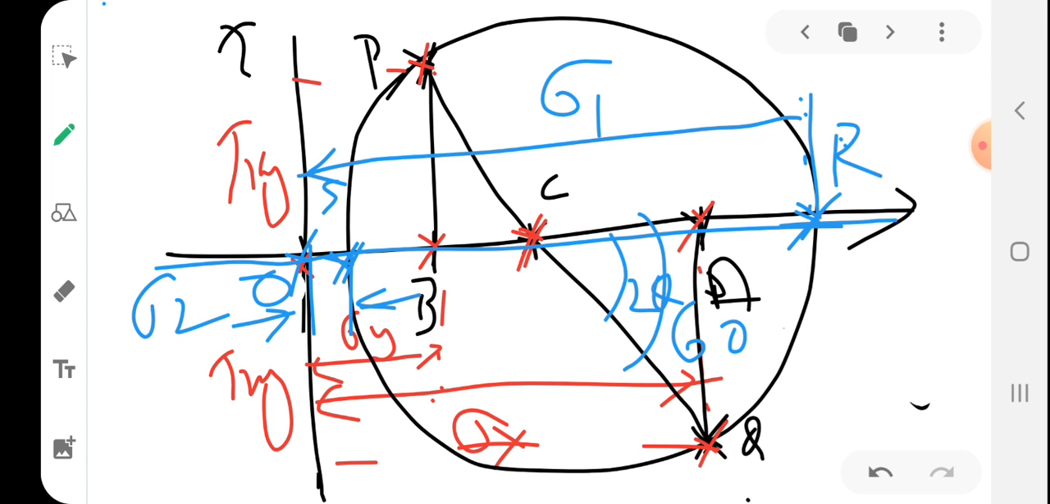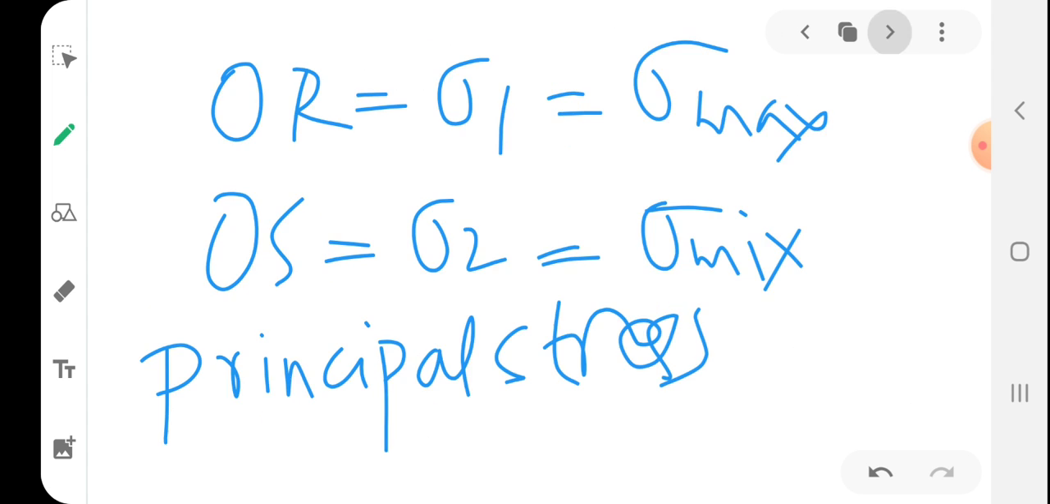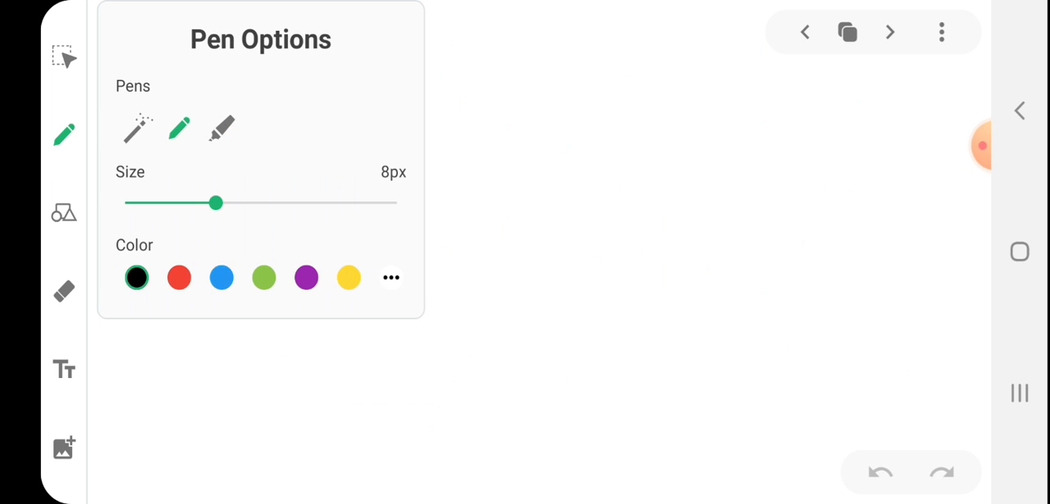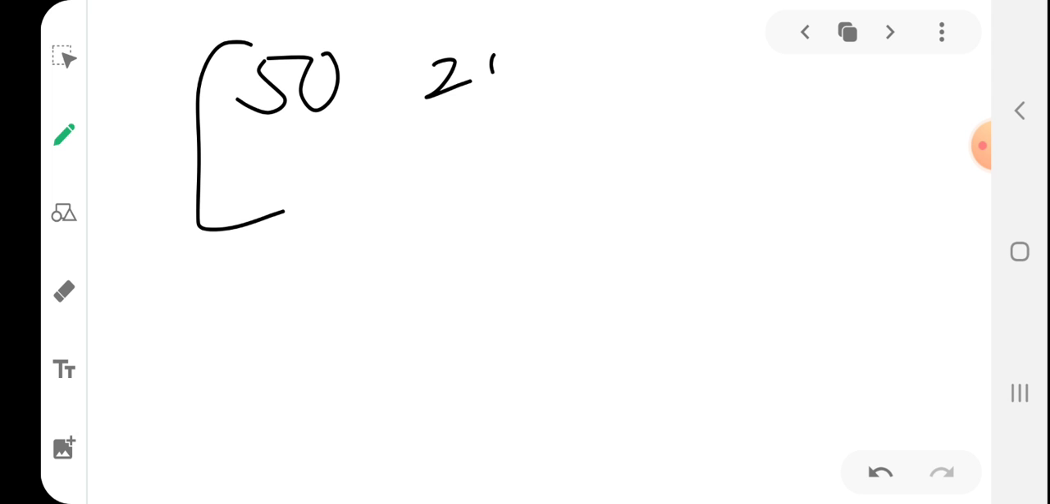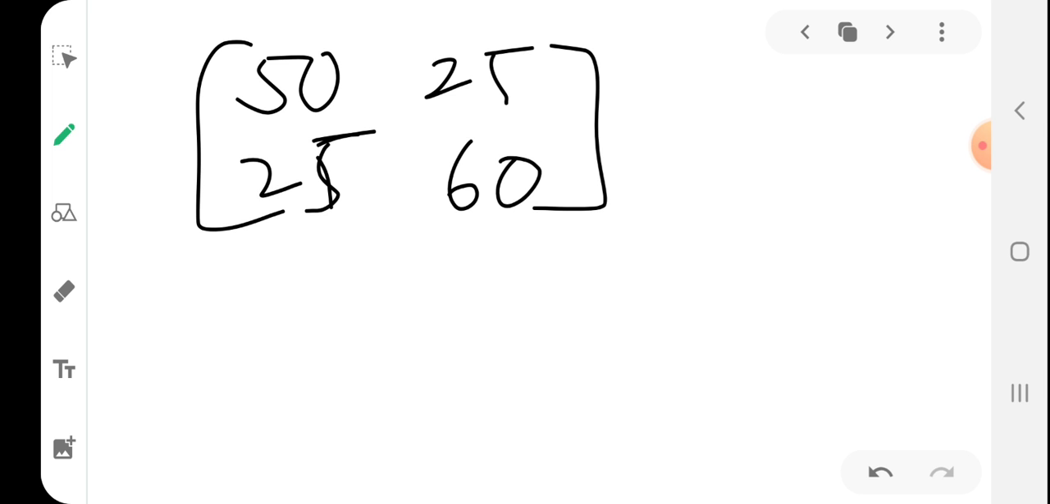Okay, students, I will show another application of Mohr circle. So suppose we are given some 50, 25, 25, 60. So this is our plane state of stress. Okay, plane state of stress.